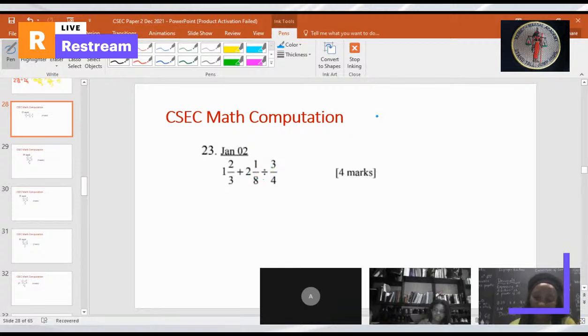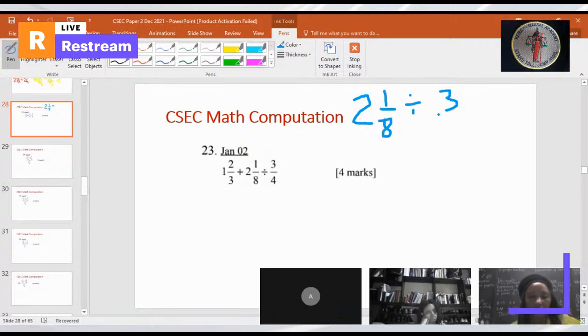So what should I write then up here? Yes. Miss, you're going to say 1 over 8. We're working the division. 2 and 1 over 8 divided by 3 over 4, Miss.